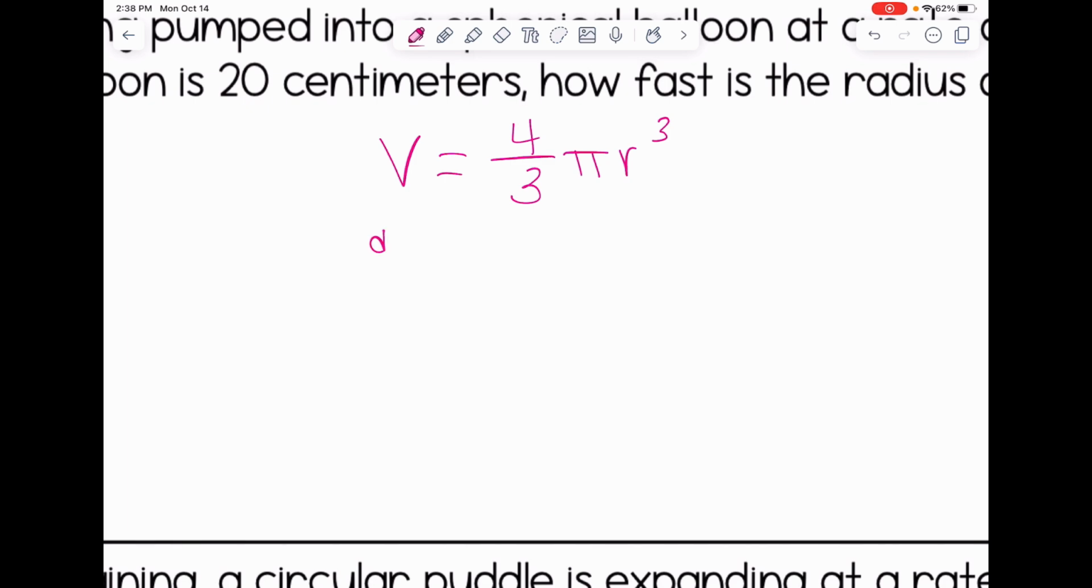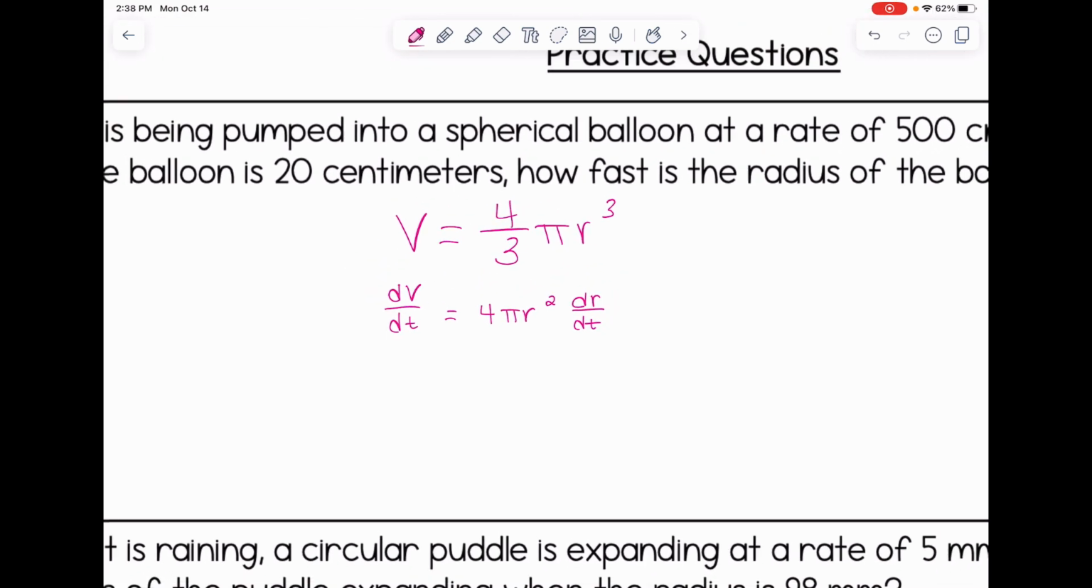So we're going to take the derivative of this entire equation. When I take the derivative on the left, we're going to write this as dV/dt. That's the derivative of volume with respect to time. On the right, I'm going to use the power rule, bring the 3 down, and then I'm going to have 4 pi r squared. But using implicit differentiation, we know the radius is changing too, so we have to put dr/dt at the end.